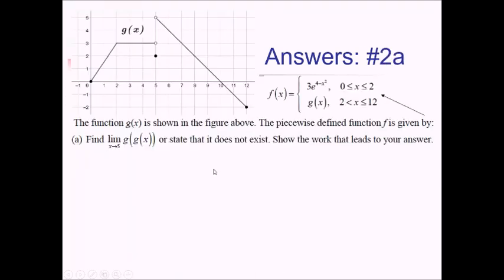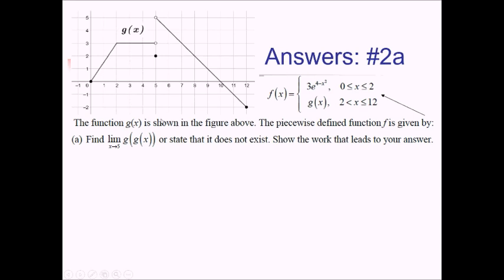For this free response problem, we have this g function given by the graph here, and then we also have this piecewise f function, the first two values of which are going to be from this weird function, and then the g function is handling everything from 2 to 12. So for the first part of this problem, they want us to find the limit as x approaches 5 of g of x, or state that it doesn't exist.